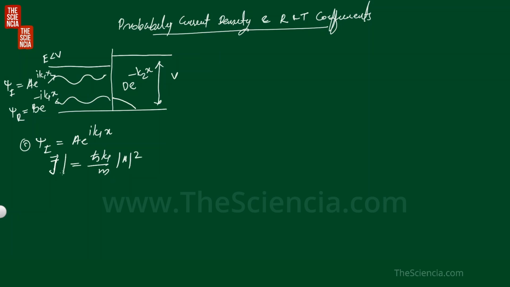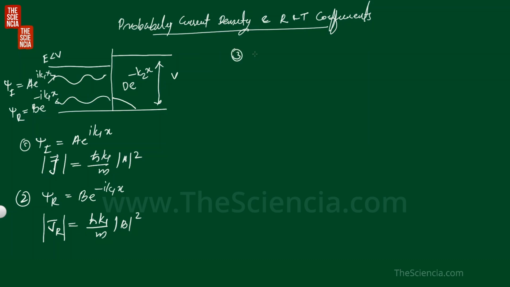And here we are taking only the magnitude of probability current density, not the direction. Okay, so the second one is the reflected wave, that is psi r equal to b e raised to minus i k1x. Now we have to find out the probability current density J R, that is equal to h cut k, here k is k1, by m into amplitude square, that is b square. But here you can see the k1 is minus k1, but we are interested only in its magnitude. So it is plus. Okay.